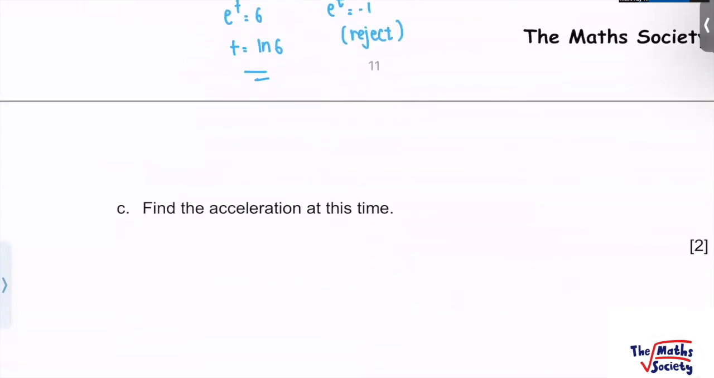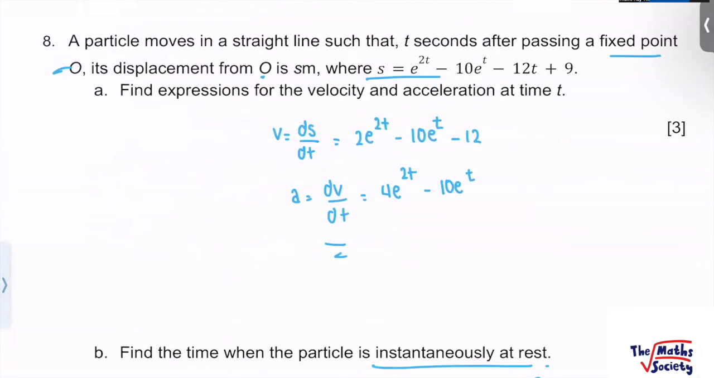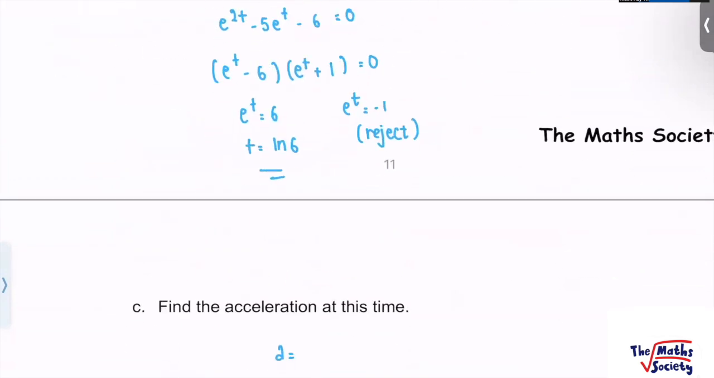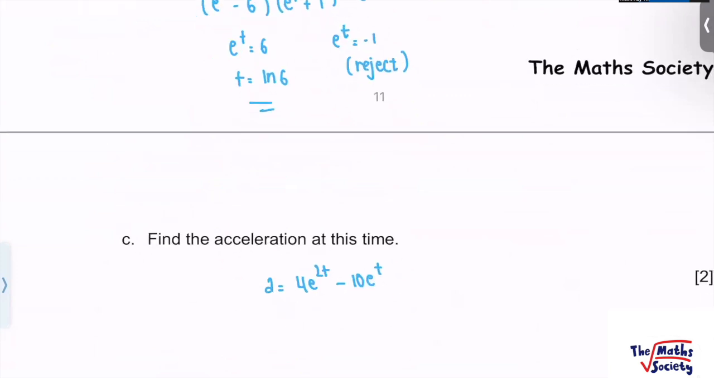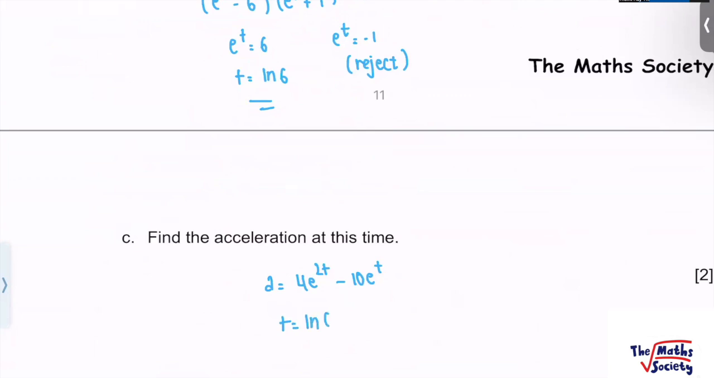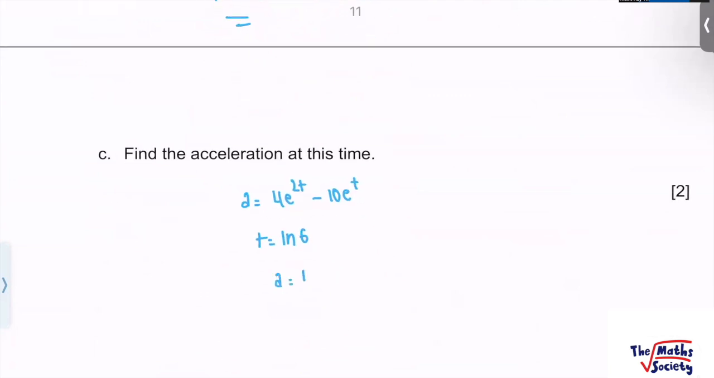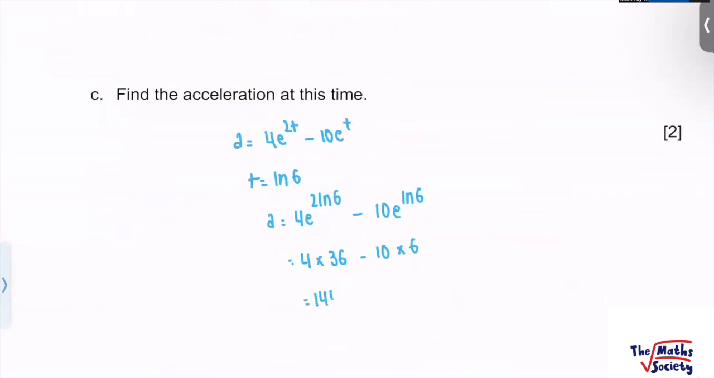And next, to find the acceleration. So acceleration a was 4e power 2t minus 10e power t, and our time was t equals ln 6. So a goes to 4e power 2 ln 6 minus 10e power ln 6. That's 4 multiplied by 36 minus 10 multiplied by 6. That's 144 minus 60, and that gives you 84. And that is your acceleration. And that's it for today's video.